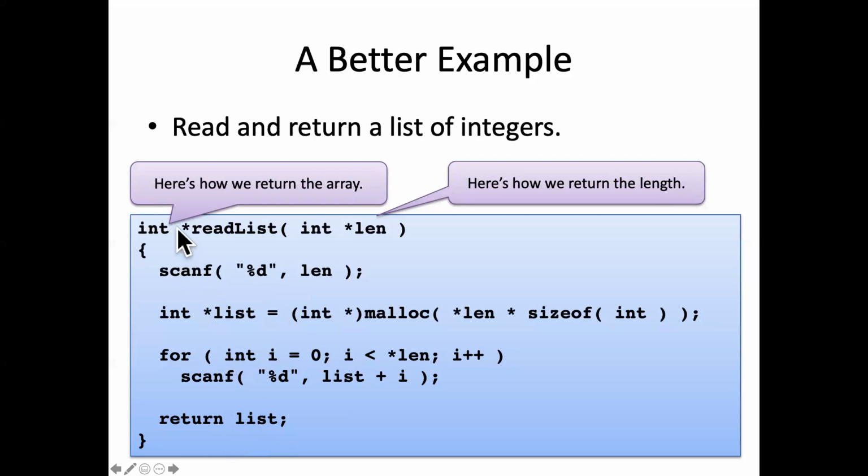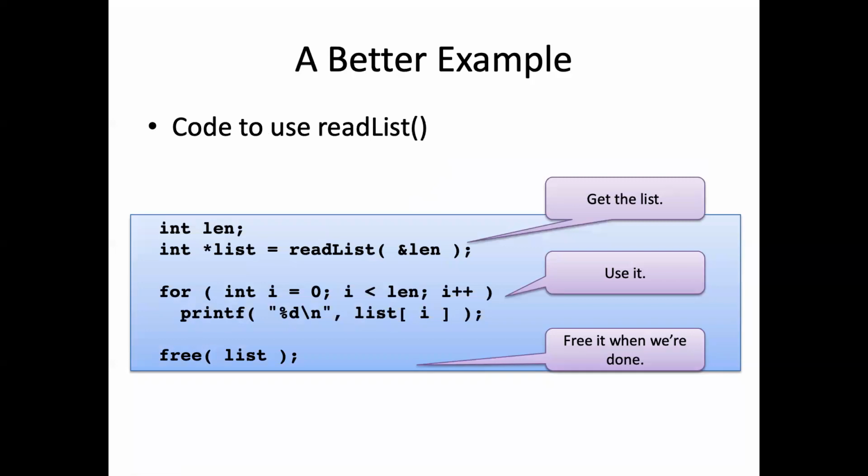So the caller is going to get back a pointer to an int. They can look in their len parameter that they passed in to know how big that array is. So this is the function we've been talking about. This is client code, or this is how you might normally use this function. So if you want to call read list, you're going to need space to know how big the list is. So I made an int for that, and I pass its address as a parameter to read list. And then it's going to return back an int pointer, which is my way of looking at the array that it allocated.